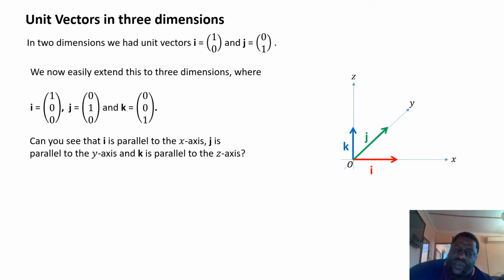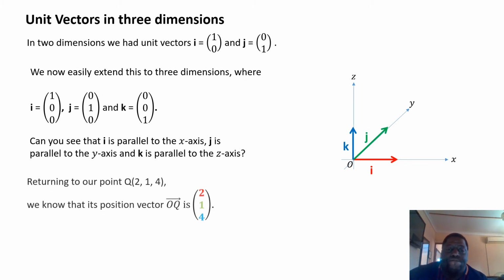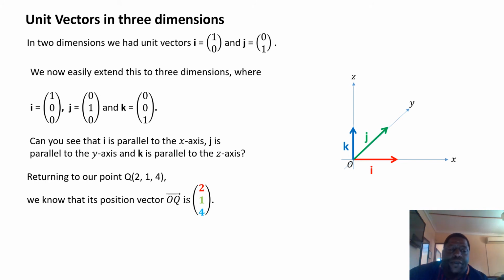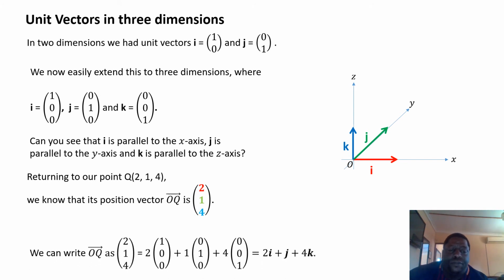And you should also know that when you are adding, subtracting and multiplying by a scalar quantity, you follow the same logic as you would have followed when dealing with 2 dimensions. Okay. So when we looked at the other point that we had, the position vector was 2, 1, 4. And as a vector it is 2, 1, 4. And now as a base vector or unit vector it is 2i plus j plus 4k.